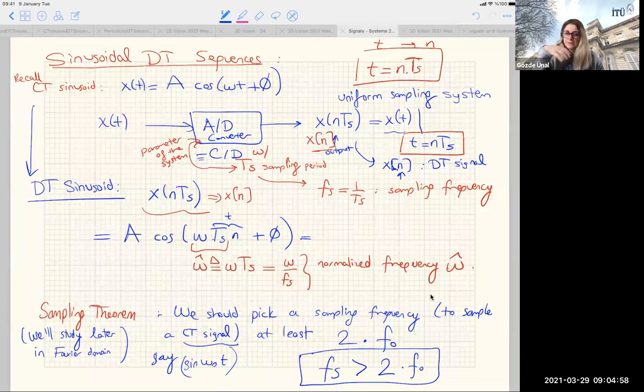Because if you do this, then you can reconstruct the continuous time signal through a digital to analog converter, or discrete to continuous converter. We will study these in more detail after the Fourier transform, because these are applications of the Fourier transform. Okay, so now let's continue.